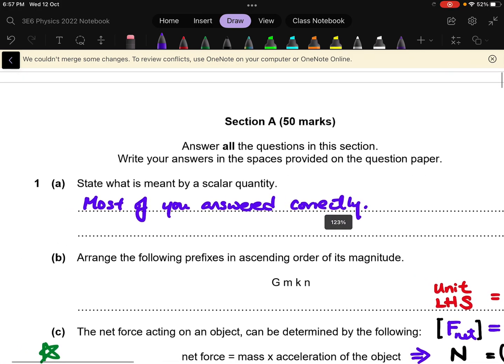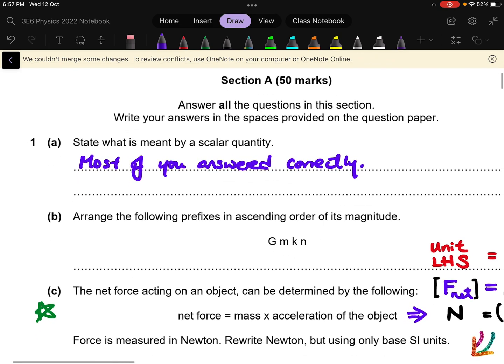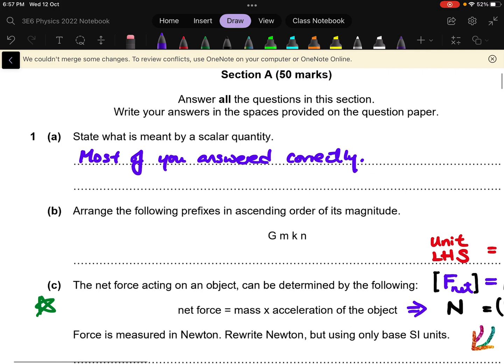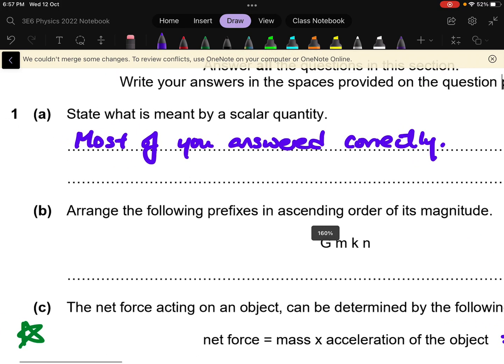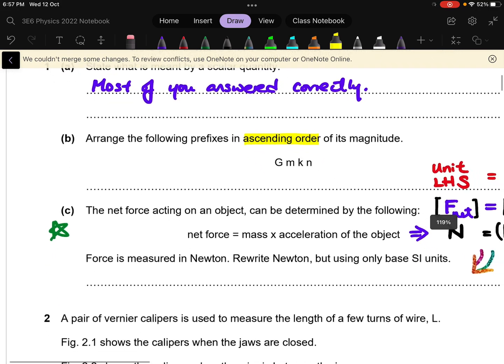Most of you know that the scalar quantities are those that only give you the magnitude but not the direction. For 1B, most of you in my class got it correct. For those who got it wrong, please refer to the textbook, and by then I think you will be able to arrange it in ascending order. If not, you can see me separately.